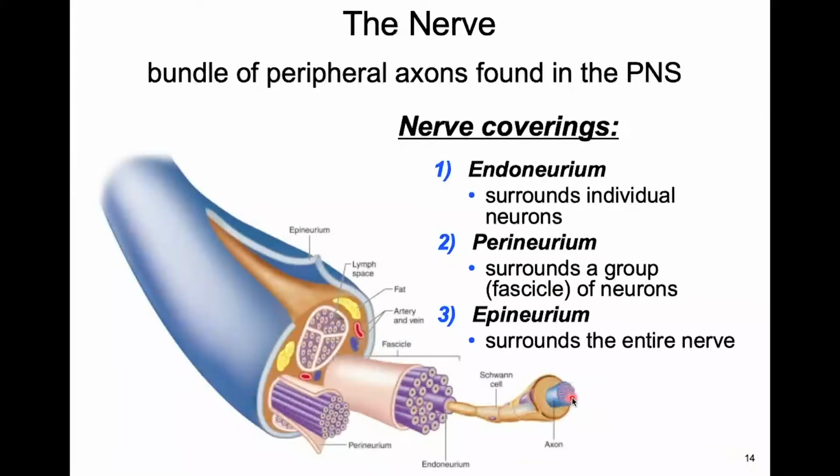So you have the axon itself, so one single neuron is going to be wrapped in endoneurium, then multiple neurons bundled together become the fascicle, and that fascicle is wrapped in the perineurium. And then a number of fascicles all bundled up together by epineurium is what produces your peripheral nerve.